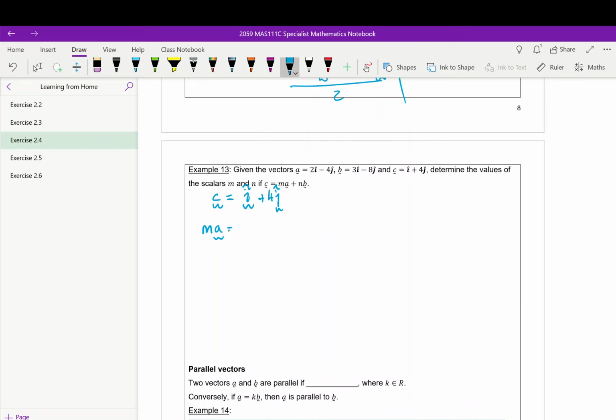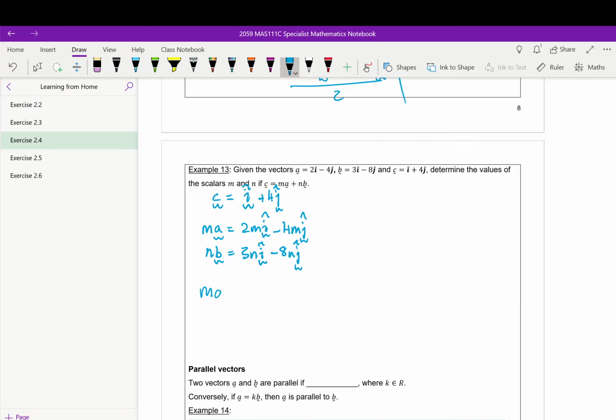mA is going to equal, remember we just distribute the scalar to both components, so that's 2mi minus 4mj. And then we have nB is equal to 3ni minus 8nj. So what are we doing with these? We're summing the two components and then equating them to the values of C.